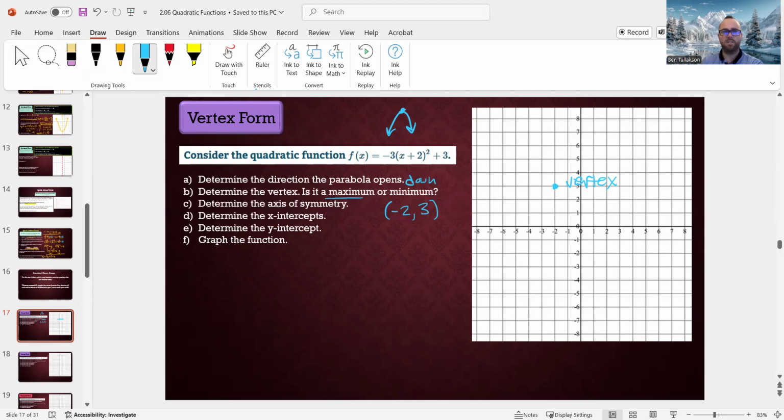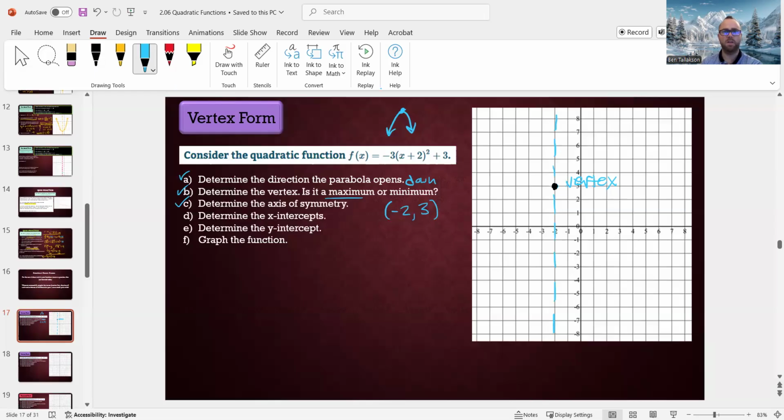Okay, determine the axis of symmetry. Well, lucky for us, this is in vertex form, so all we have to do is draw a line through the vertex. I'm going to change that point so it's easier to see. Okay, so we've done A, we've done B, we've done C.